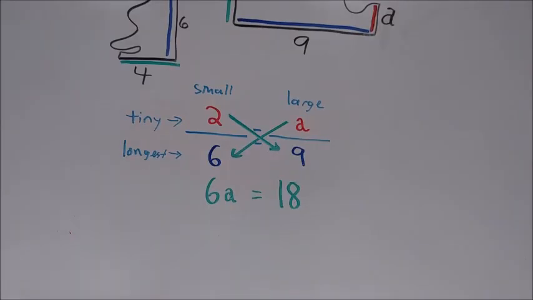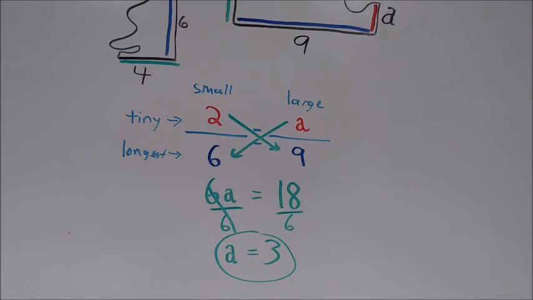We'll use good old cross multiplication to solve. 2 times 9 is 18, a times 6 is 6a. So dividing both sides by 6 gives us a equals 3. That's the length of our unknown side.